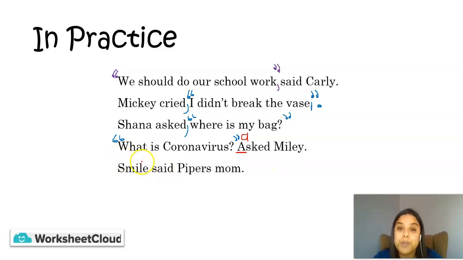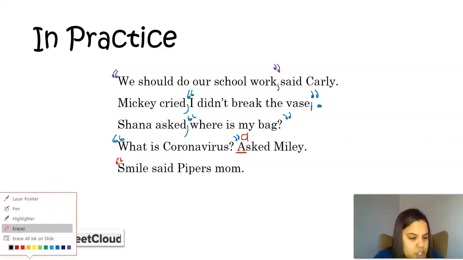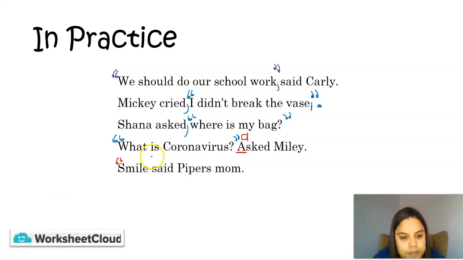Then, "Smile," said Piper's mom. Smile is the only part of the sentence that is exactly spoken. So, I know that that must be in my inverted commas. And I'm going to put it in over here. Oops. Again with that terrible, terrible handwriting, grade 4s. And I'm sure you guys are so much better with your handwriting. So, and then my close inverted commas. Right? And don't forget my comma here, because remember, before the word said or after the word said, depending on when the person's speaking, you need to have a comma.